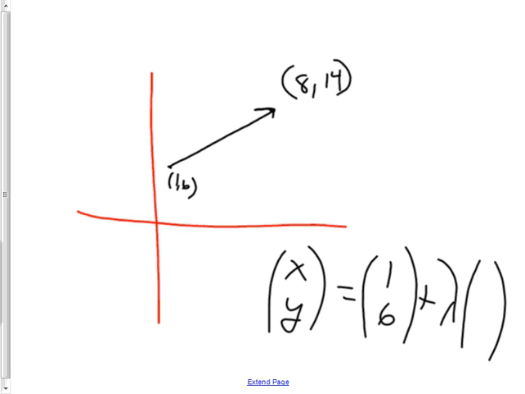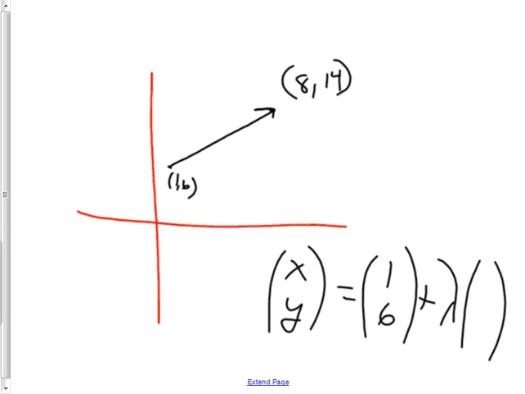And it's not an 8 and a 14. Think about this. When we had them before, they were a vector that was going, and it was telling us what direction to go. We need to figure out what to put there so that when we put in a 1 for lambda, it will give us an answer of 8, 14.